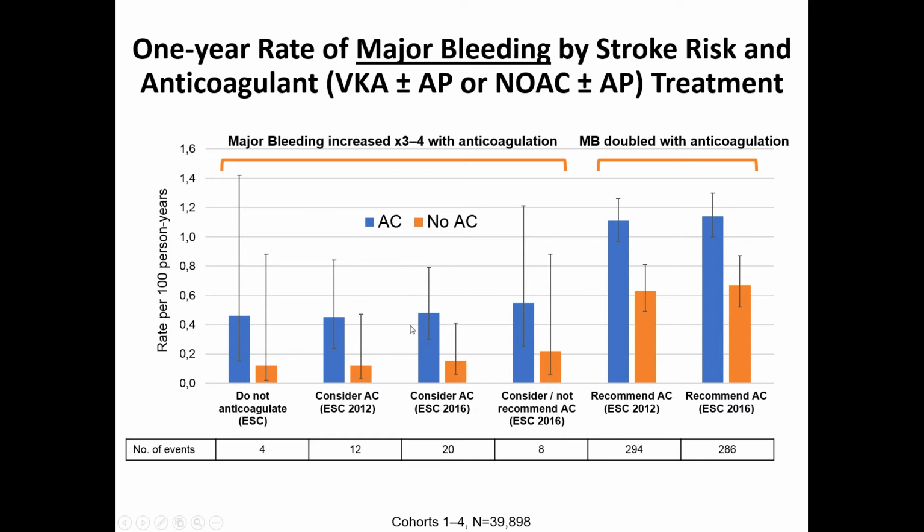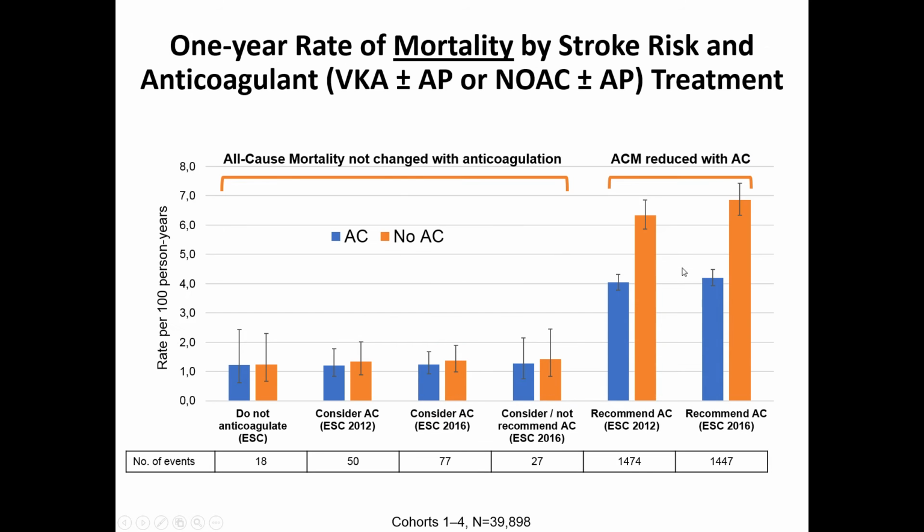Major bleeding, of course, is going to be much more common in anticoagulated patients, no matter which risk group we're looking at. We see, however, that the major bleeding rate is multiplied by 3 or 4 times in these relatively low risk groups, and is only doubled at most in the groups who have a good indication for anticoagulation. And finally, let's look again at mortality.